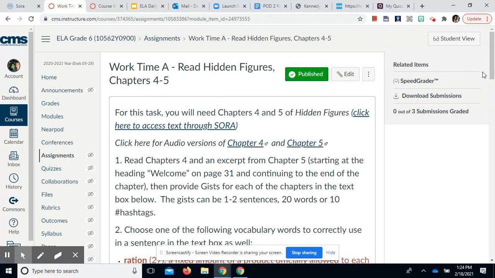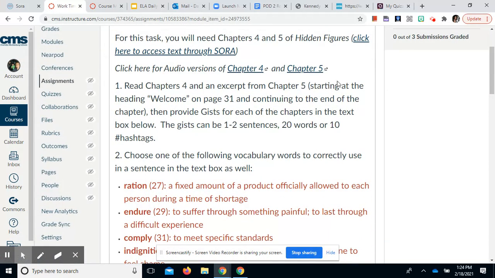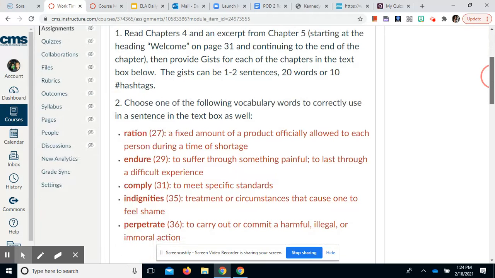For Thursday, you have a homework assignment to do gist and vocab. Remember, 2 chapters means 2 gists. So gist for chapters 4 and 5, and then vocab words. You are going to use each of the vocab words in a sentence. Choose one of these vocab words to use correctly in a sentence: ration, endure, comply, indignities, and perpetrate.